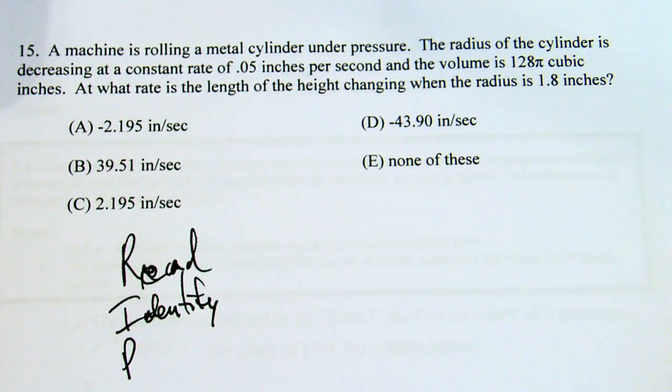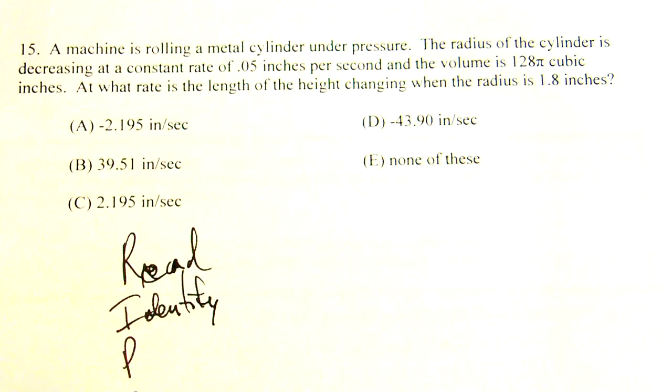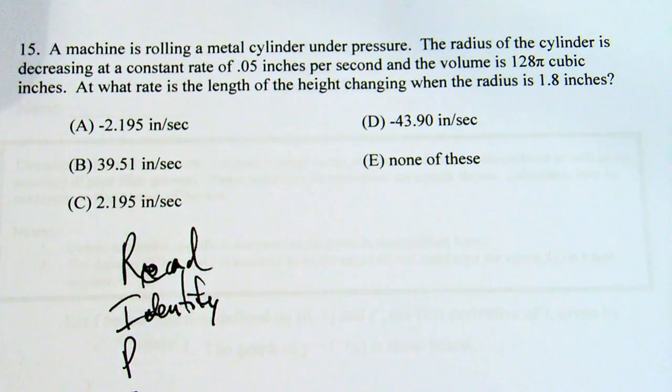Here we go, folks, looking at problem 15, the last one in the multiple choice section. It says a machine is rolling a metal cylinder under pressure. The radius of the cylinder is decreasing at a constant rate of 0.05 inches per second, and the volume is 128 pi cubic inches. At what rate is the length of the height changing when the radius is 1.8 inches?